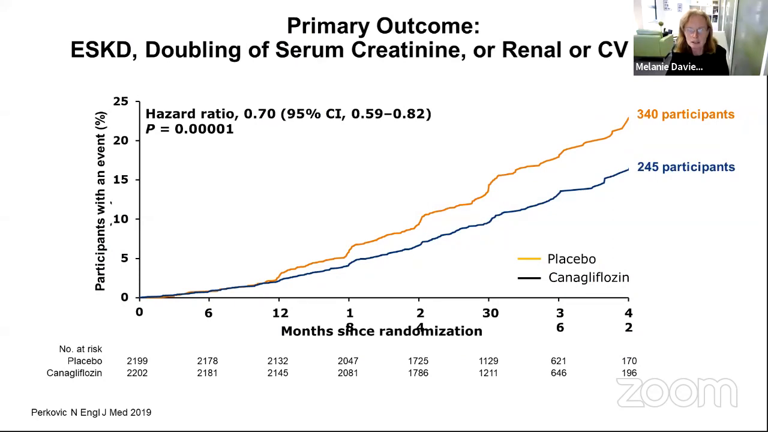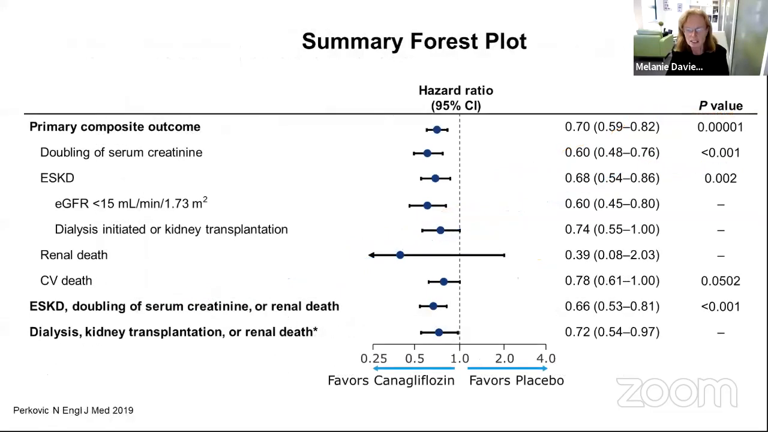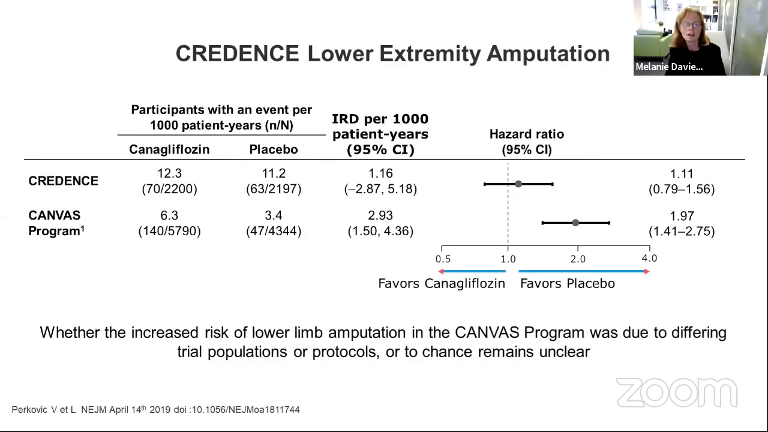because the primary endpoint was a renal endpoint in this study, and it was reached: a 30% reduction in this primary endpoint of end-stage renal disease, doubling of serum creatinine, renal or cardiovascular death. Very robust data, again, on these individual indicators of the composite, all going in the right direction. And also showing a reduction in cardiovascular death in this cohort.